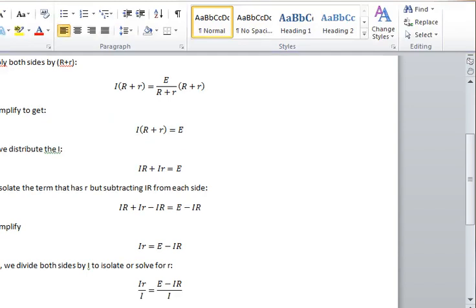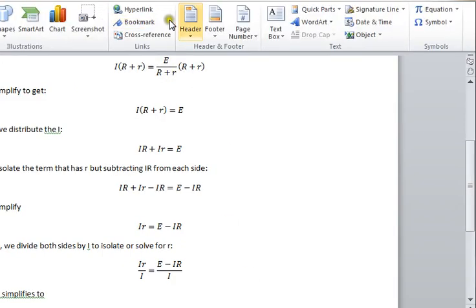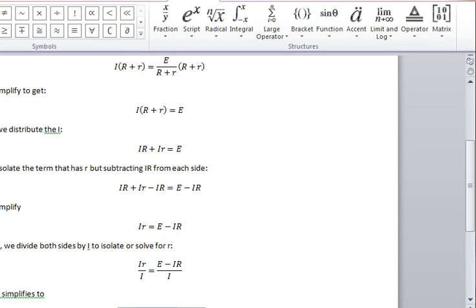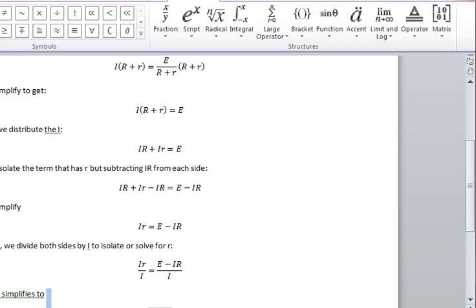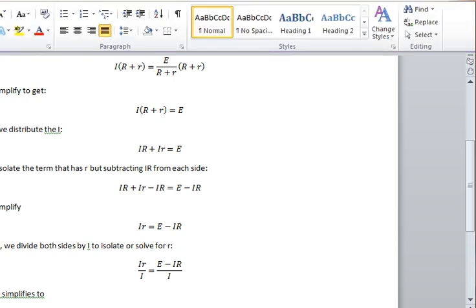which simplifies to just r by itself, because the I's cancel on the left-hand side, equals E minus IR all divided by I. Notice that on the right-hand side, these I's don't cancel because I don't have an I in the first term of the numerator. So there really isn't anything else I can do to actually simplify this.